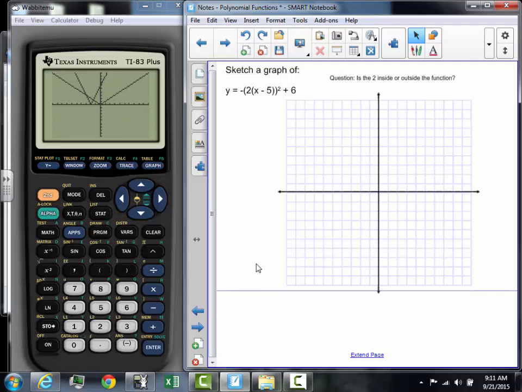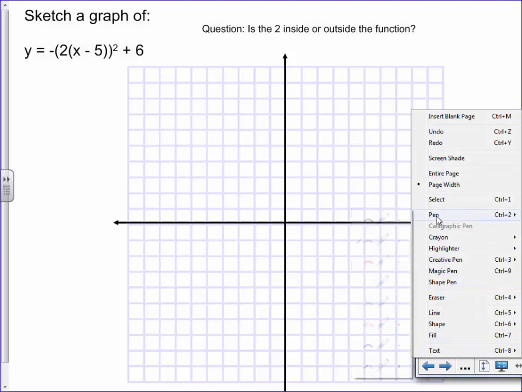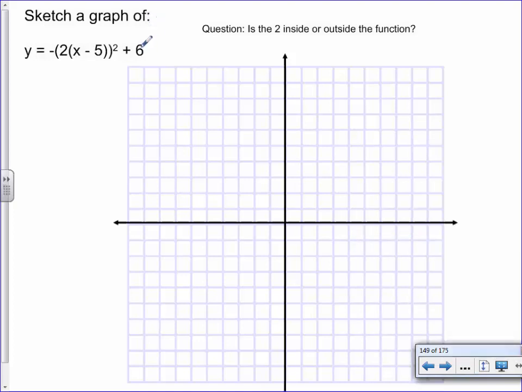Okay, let's try this one. This one's got a mess. I mean, there is so much stuff happening here. So before I go to the graphing calculator, let's just walk through all the different things that are going to happen. I'll start at the back. What is this plus 6 going to do? Actually, that plus 6 is way on the outside, so let's move it up 6.